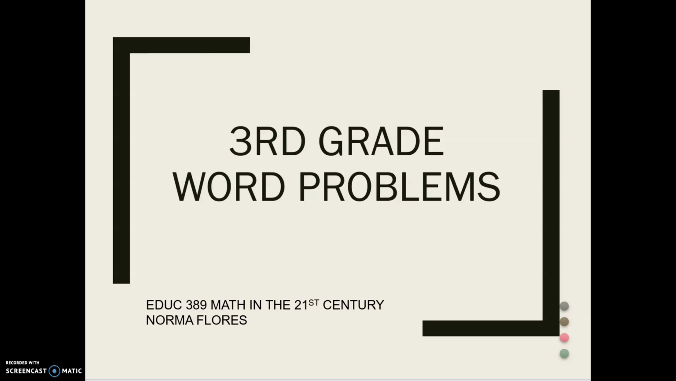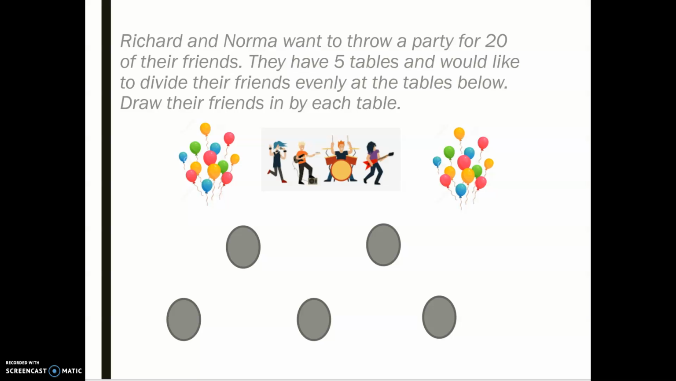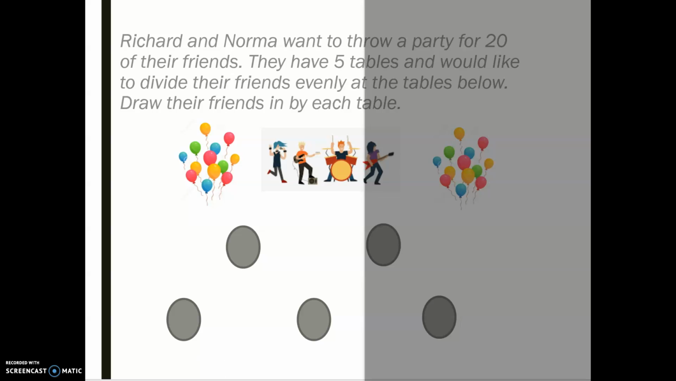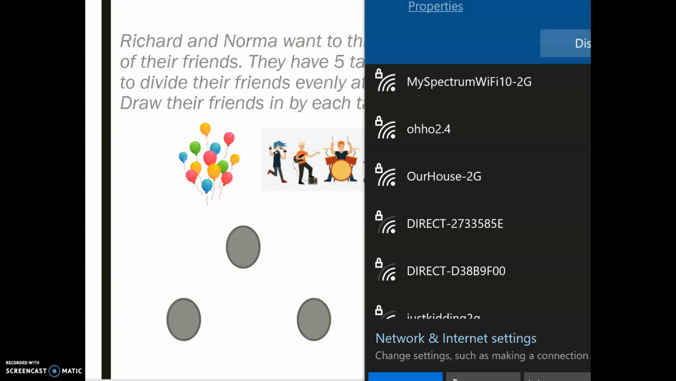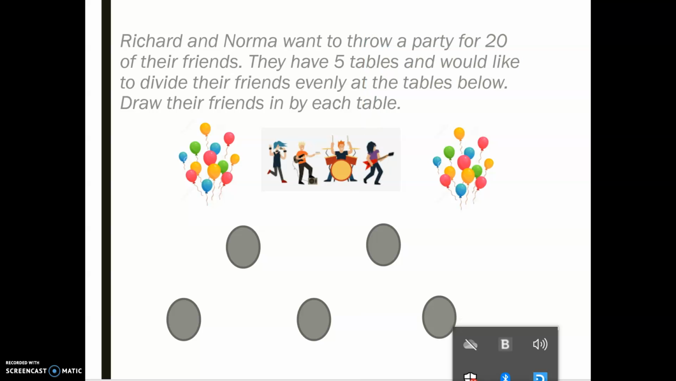Okay, Richard and Nora want to throw a party for 20 of their friends. They have 5 tables and would like to divide their friends evenly at the tables below. Draw their friends by each table. So how many friends would you need to draw at each table? 4. Wow, that was fast. Okay. Well, you're not a third grader.